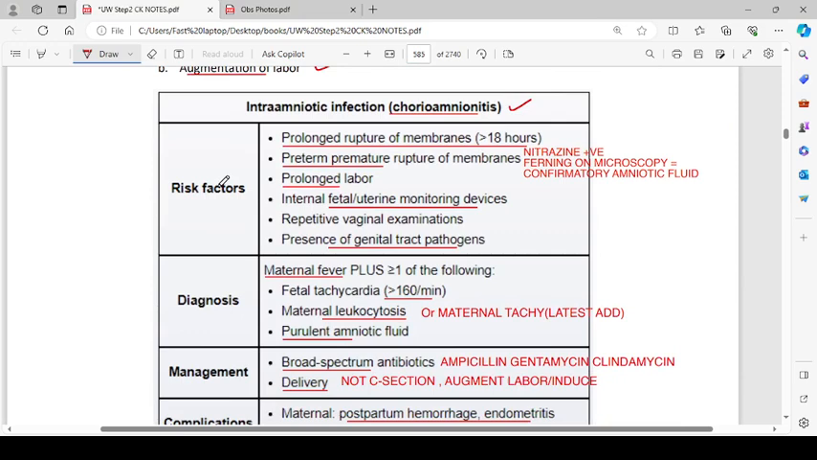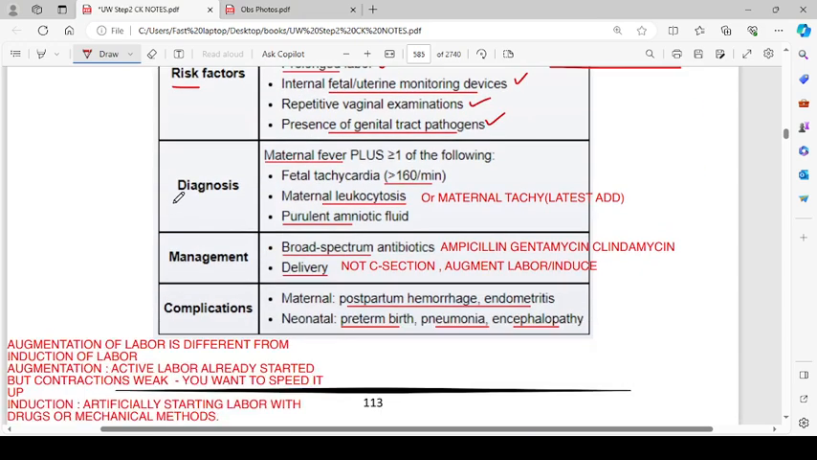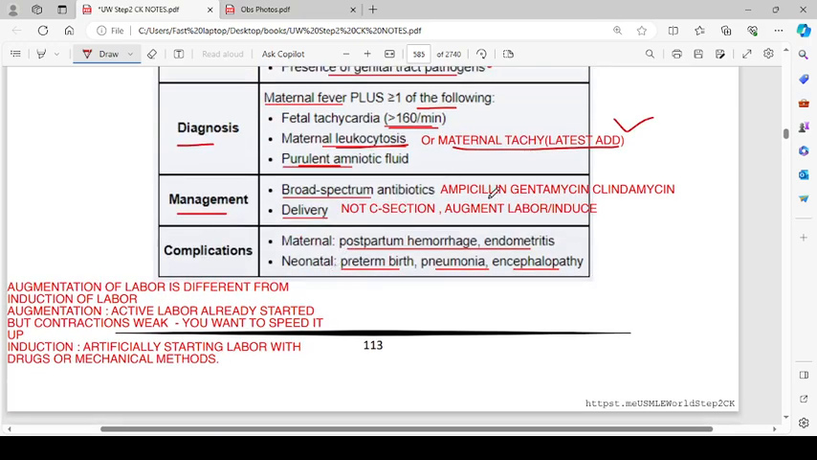Intraamniotic infection or chorioamnionitis, the risk factors are prolonged rupture of membranes for more than 18 hours, preterm premature rupture of membranes, prolonged labor, internal fetal uterine monitoring devices, repetitive vaginal examinations, and presence of genital tract pathogens. So nitrazine positive, ferning on microscopy, confirmatory amniotic fluid. Diagnosis: maternal fever plus more than one of the following: fetal tachycardia more than 160 per minute, maternal leukocytosis, and purulent amniotic fluid or maternal tachycardia, that is the latest addition. Management: broad spectrum antibiotics, ampicillin, gentamicin, and clindamycin. Delivery: not C-section, augment labor, and induce.